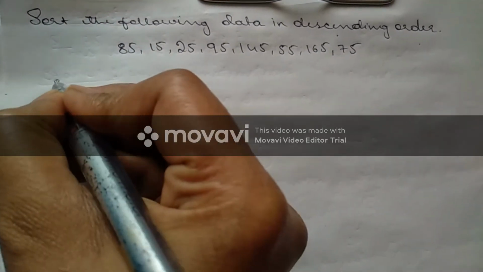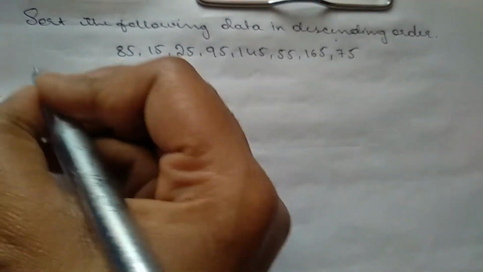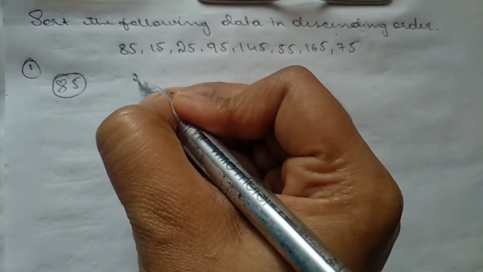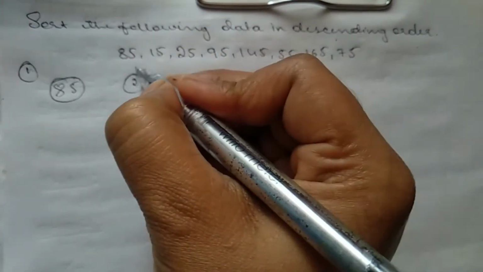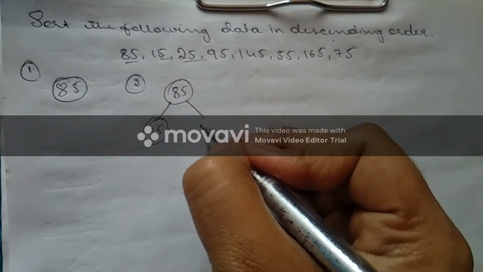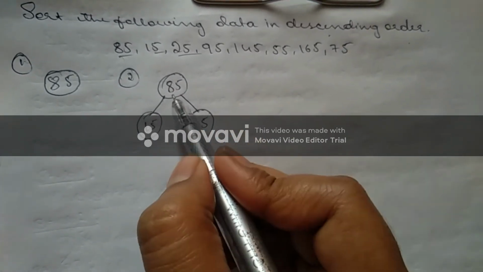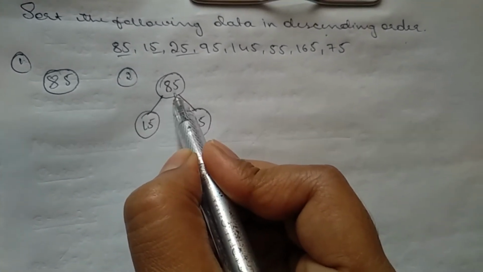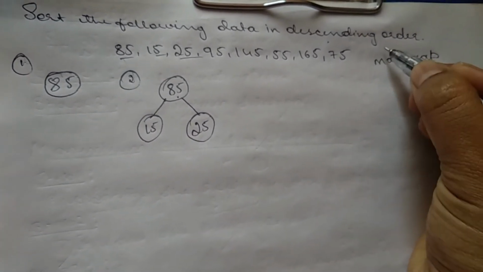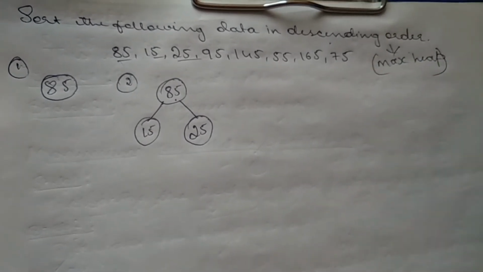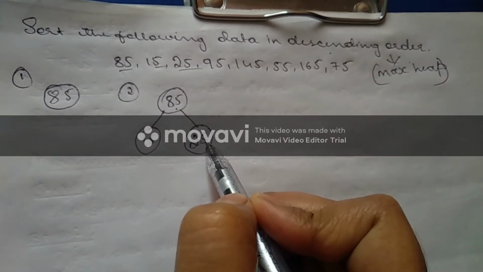See, in the very first step, step 1, I'll take 85. Then in step 2, I'll take 15 towards the left and 25 towards the right. Is it satisfying the parental dominance? Yes. We are constructing a max heap because it is descending order. Descending order means you have to construct a max heap. So 85 is greater than 15 and 25. No need to do anything here.